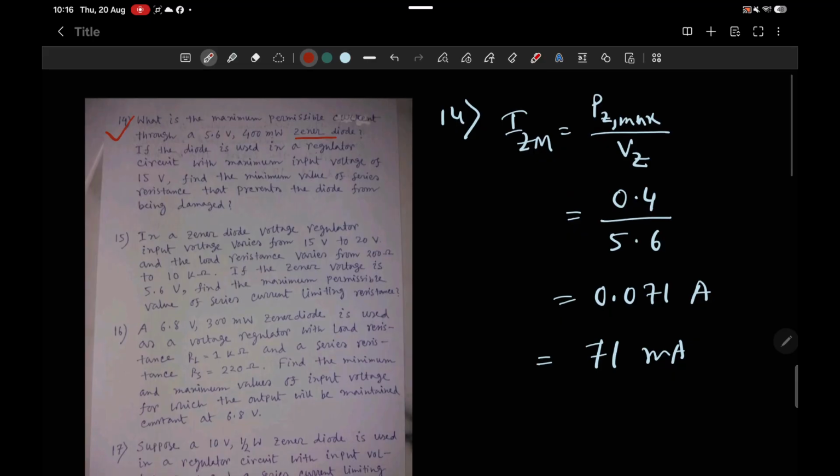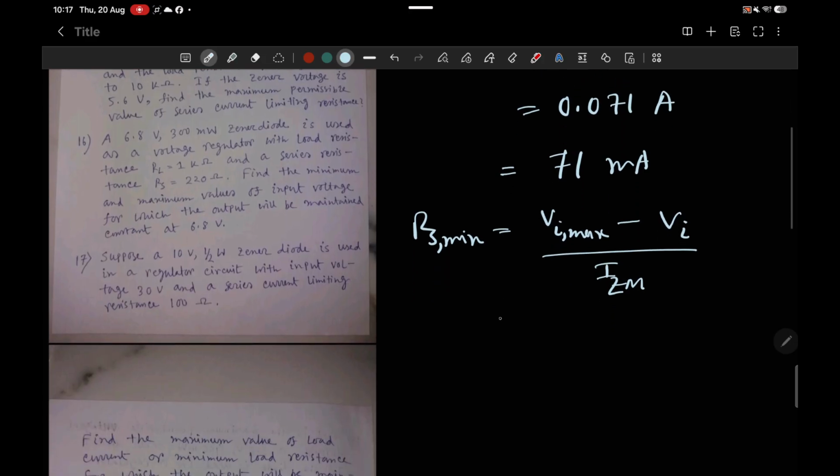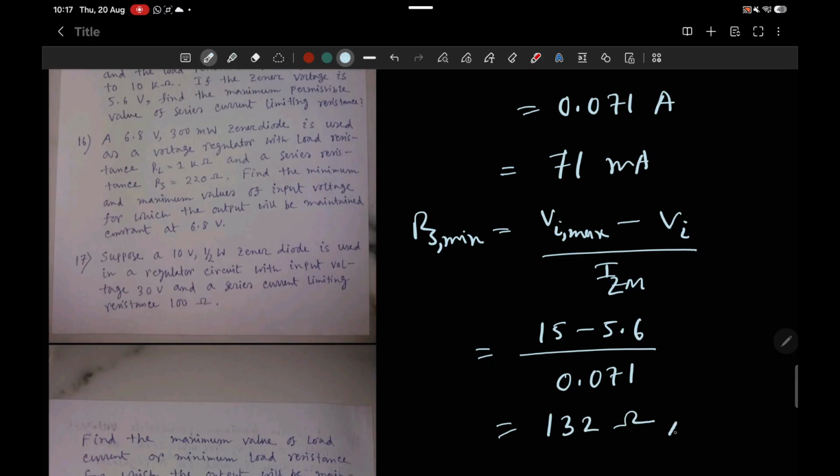Okay, now if the diode is used in a regulator circuit with maximum input voltage to be 15 volt, find the minimum value of the series resistance that prevents the diode from being damaged. So it will be RS minimum, that is VI max minus VZ by IZM. Okay, so it will be 15 minus 5.6 by 0.071. So it will be 132 ohm.